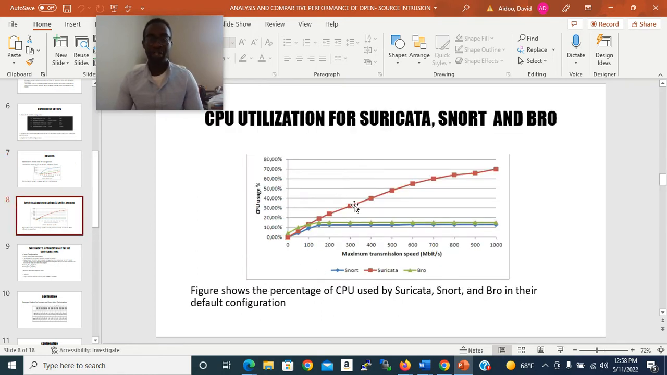This figure shows the CPU utilization for the three IDSs. You see the percentage of CPU used by Suricata, Snort, and Bro in their default configuration. From the figure, you could see that Suricata used more processing power compared to both Snort and Bro.